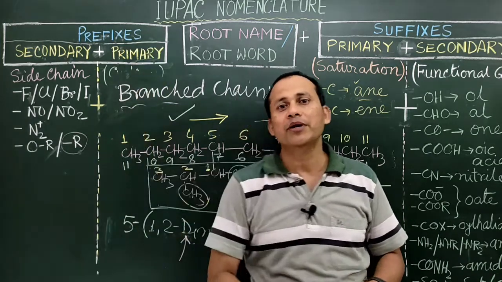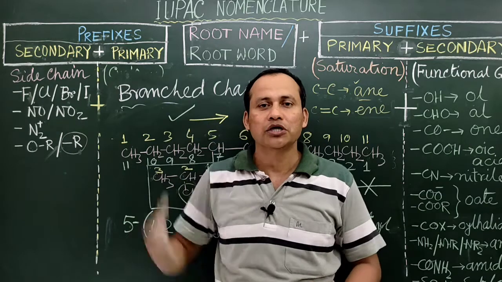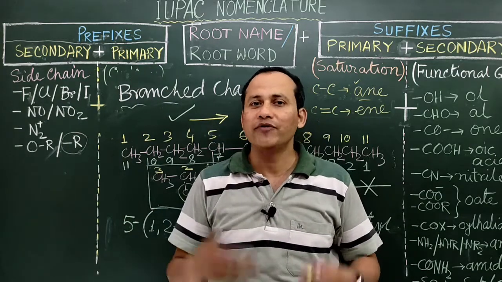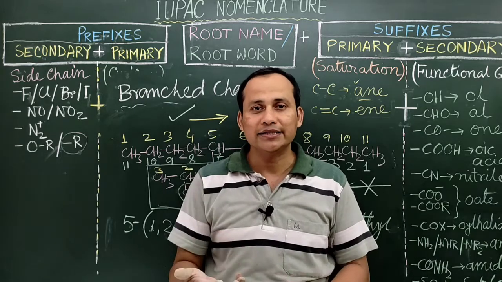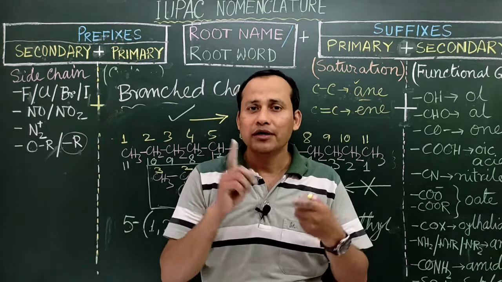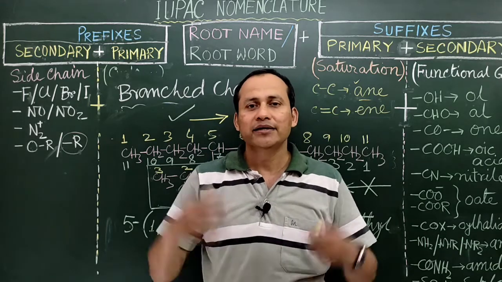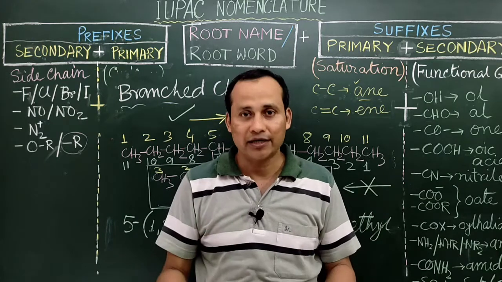So if you memorize these rules, if you practice these rules, automatically these rules will be very easier to you. You will be able to identify these things, you will be familiar with these things, and once you are familiar with these things, the whole IUPAC naming system will be very easier to you.